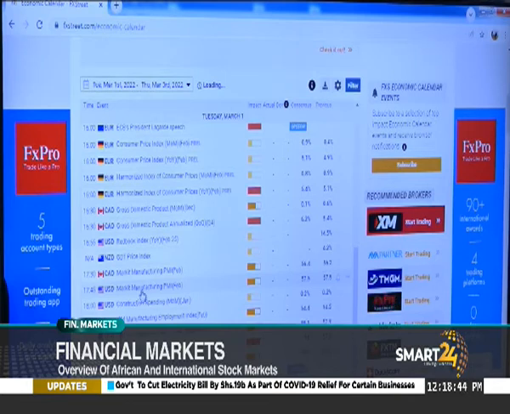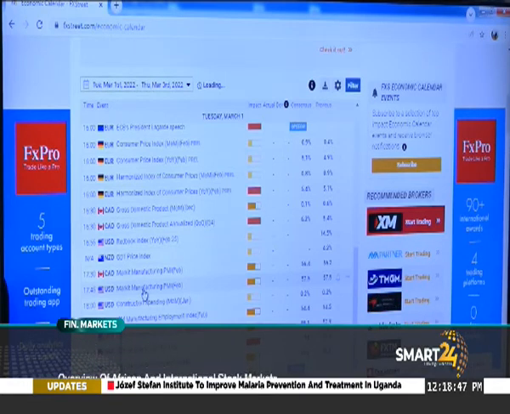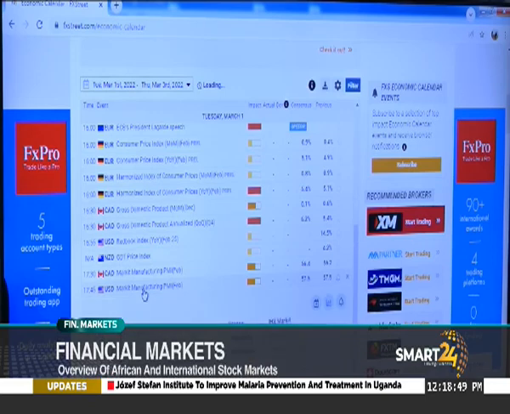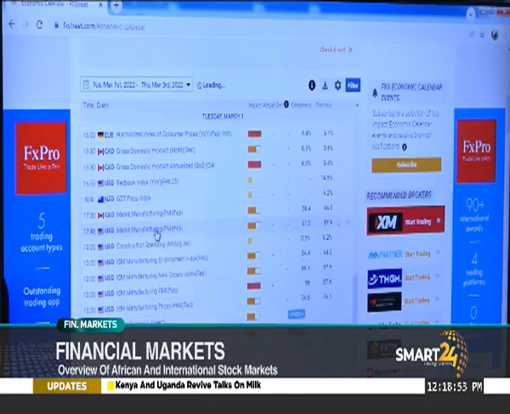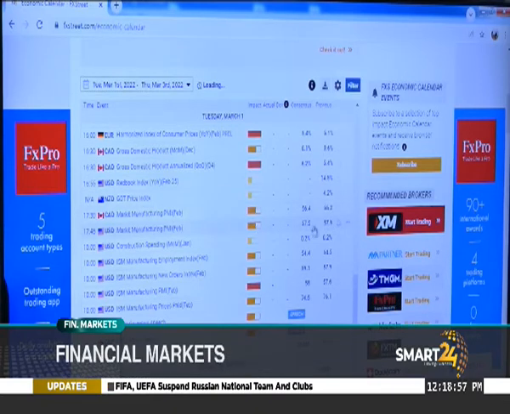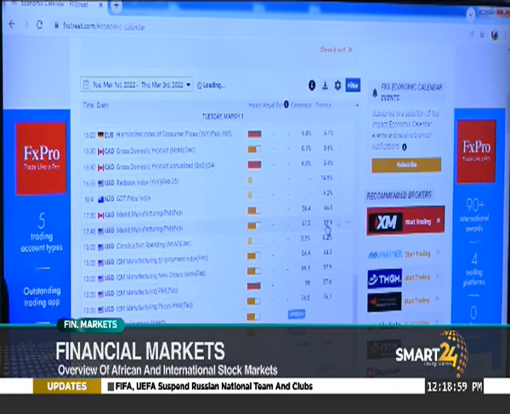Okay, then at 5:45, affecting the US dollar, the manufacturing PMI, medium impact event, same impact as the other one. If a figure is above 50, it's good for the US dollar. So here we have 57.5 as the previous, and it's expected to remain the same.